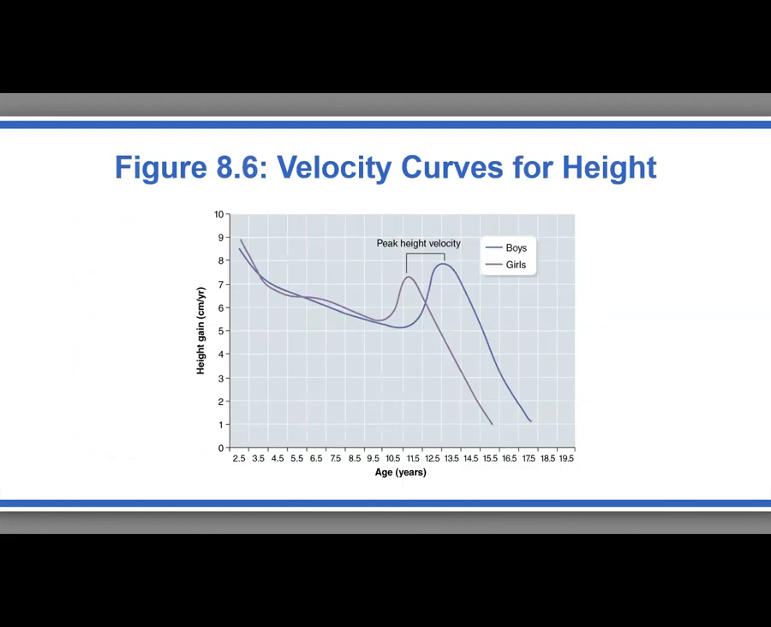So again, this shows you the difference in age of the peak height velocities, right? So it shows that girls are sooner than boys, and then the height gain change after that between the two, right? So you can see the difference in the ages, and then horizontally, you can see the difference in the actual heights.